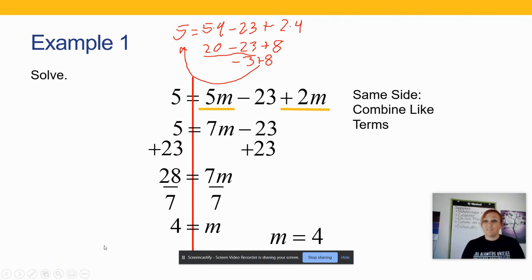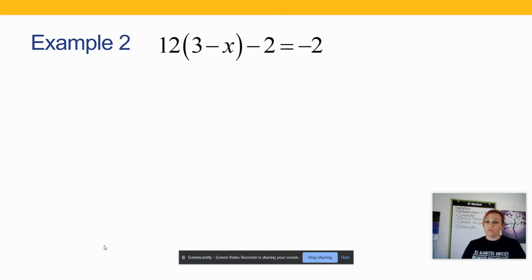All right, let's move on to the second example. In our second example, we will be doing distributing, which was in our first video, but also some combining like terms. So kind of putting everything together. But first, we draw our red line.